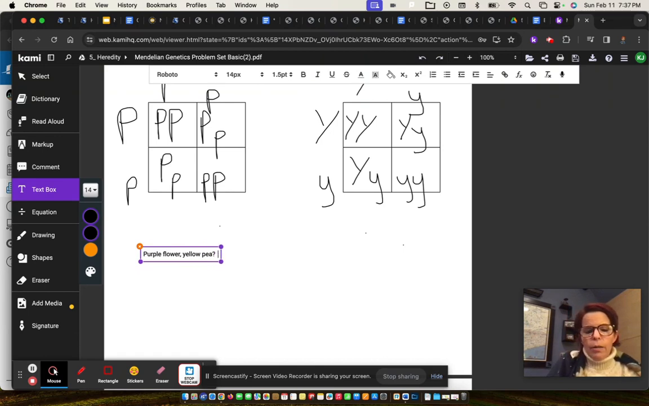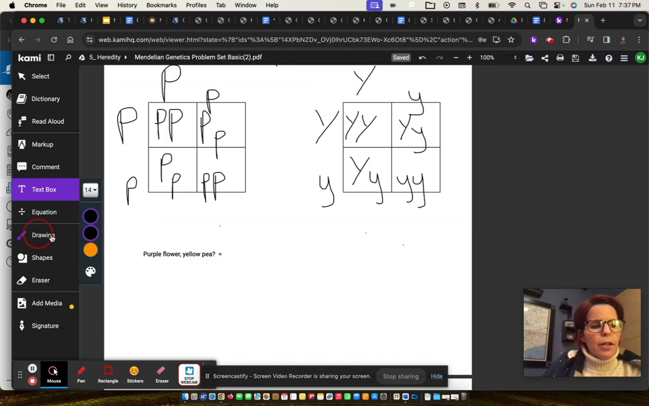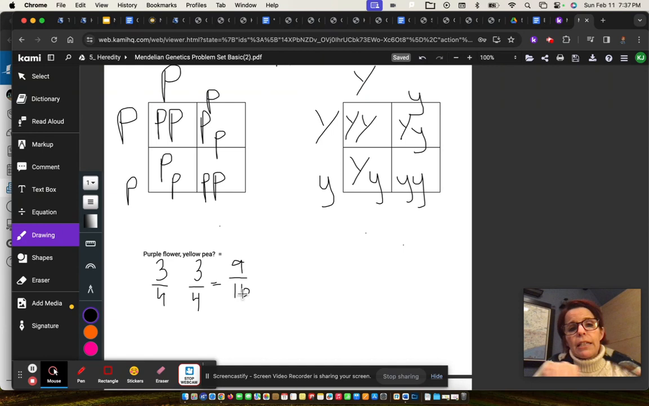So we would take, how many purple flowers are there? 1, 2, 3. So that's 3/4. So if I write here, 3/4 for purple flower. And what are the odds of having a yellow pea? That's also 3/4, right? 3 of the 4 boxes are going to have yellow peas. So 3 times 3 is 9. And then 4 times 4 is 16. So 9 out of 16. There's a 9 out of 16 chance that they're going to have offspring that are purple flowered yellow pea.